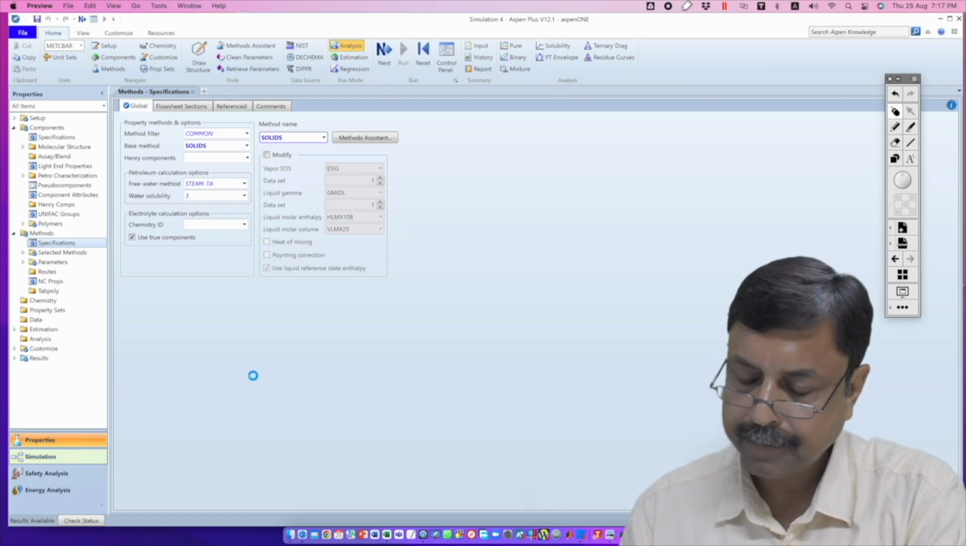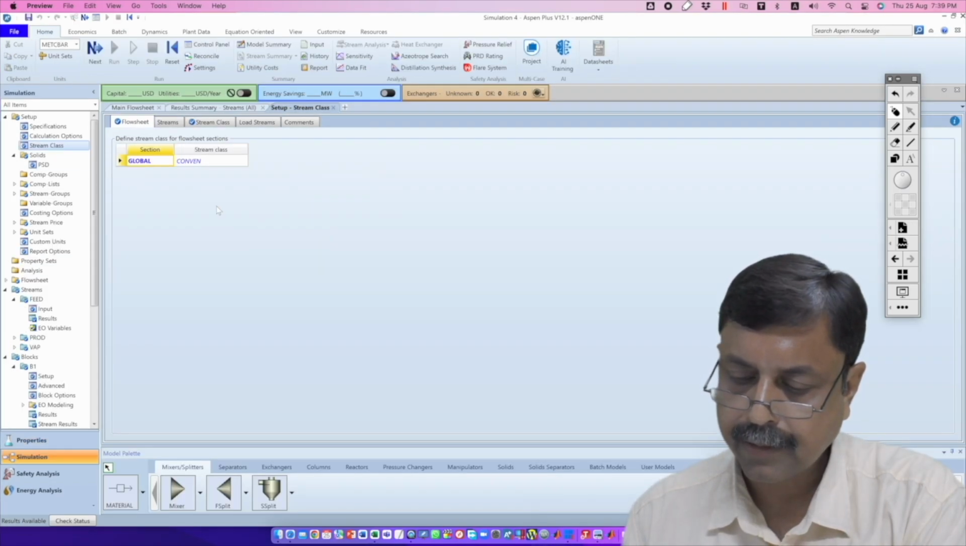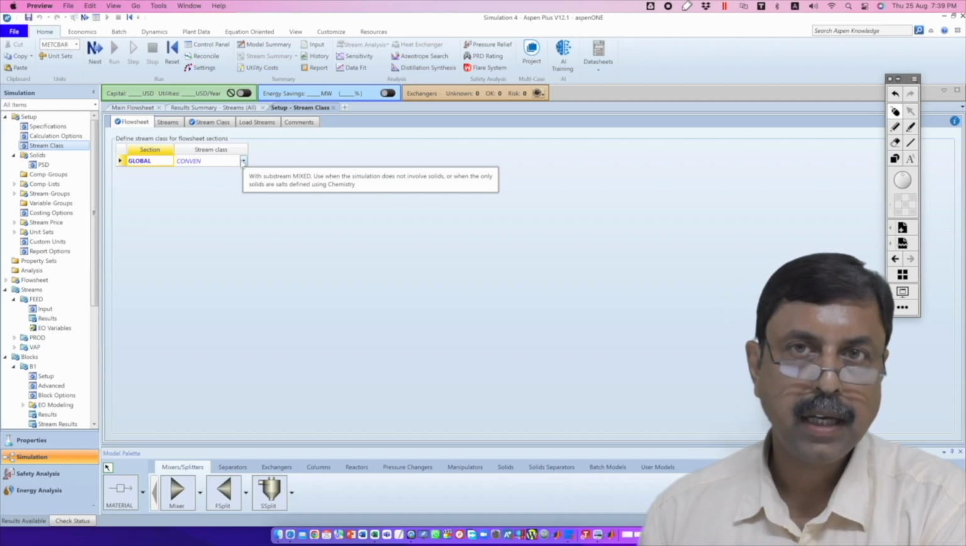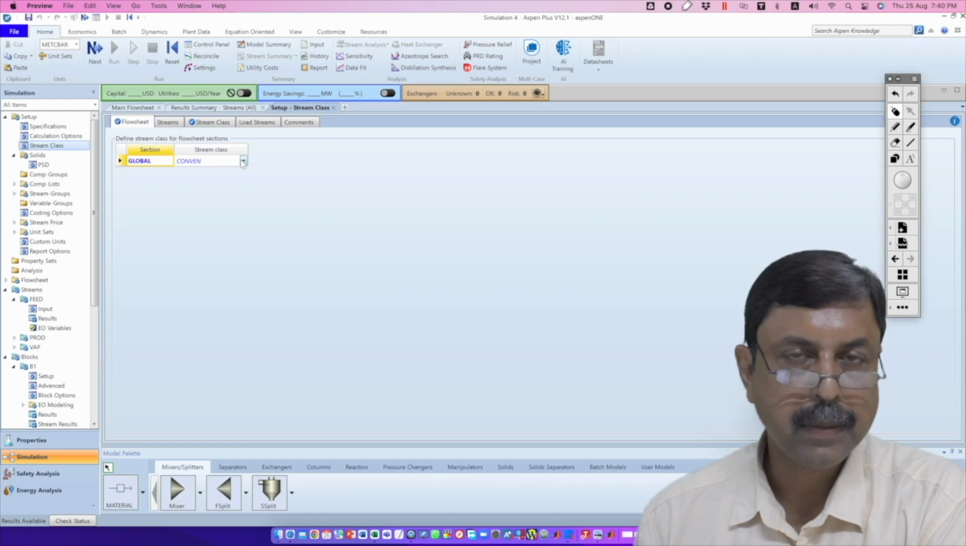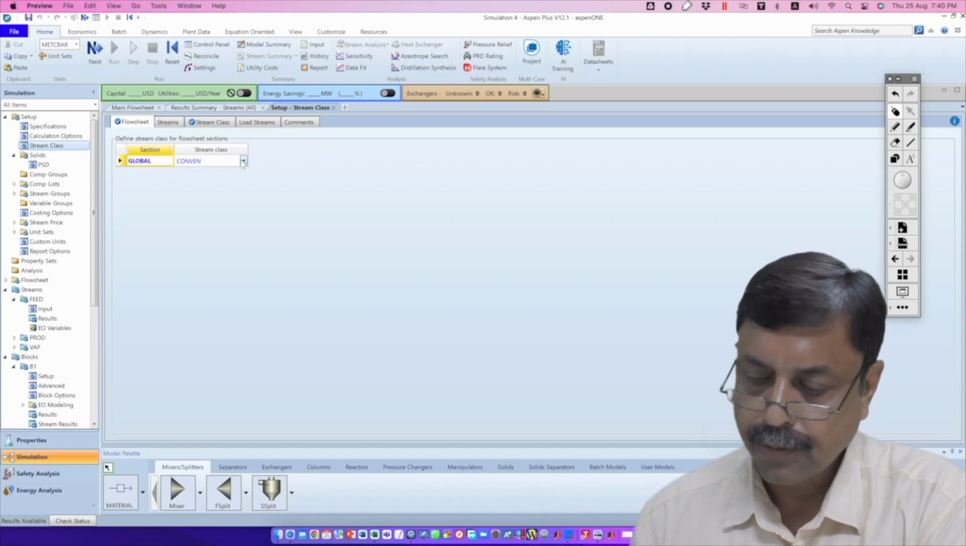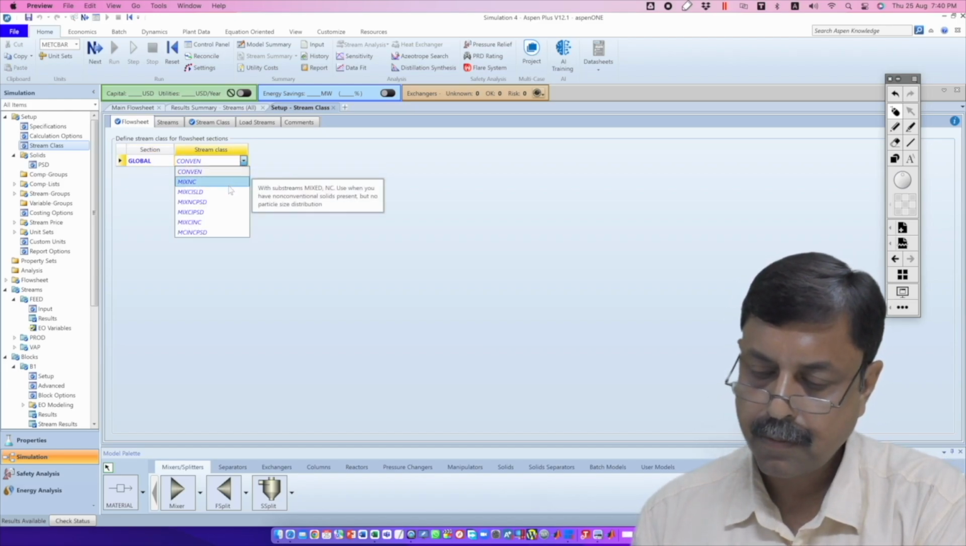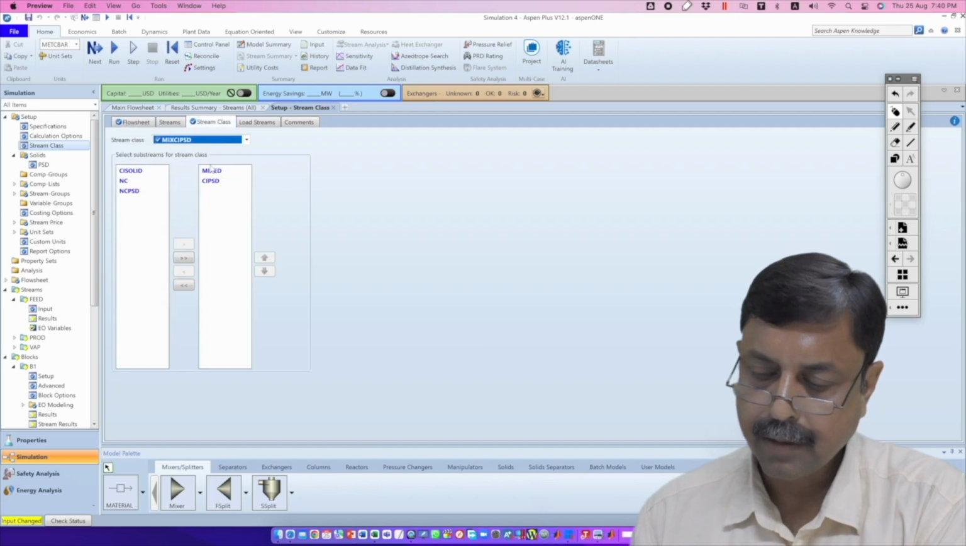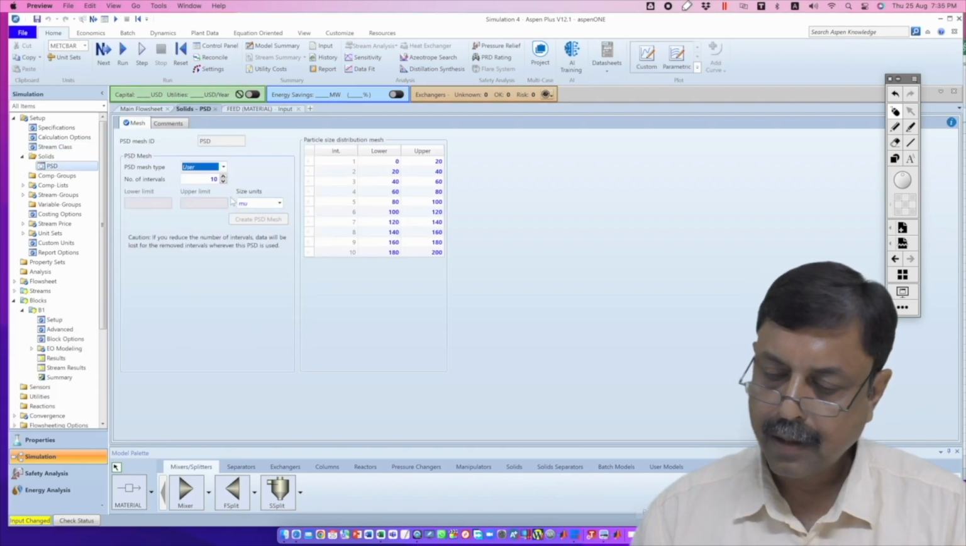Go to simulation. We have to specify the stream class. Now for the stream class, we have used conventional, but as you know, the conventional stream doesn't have any option for solid particles. So we have to change it to MIXCIPSD. Here you have to have both MIXED and CIPSD. In PSD, you have to specify over here.